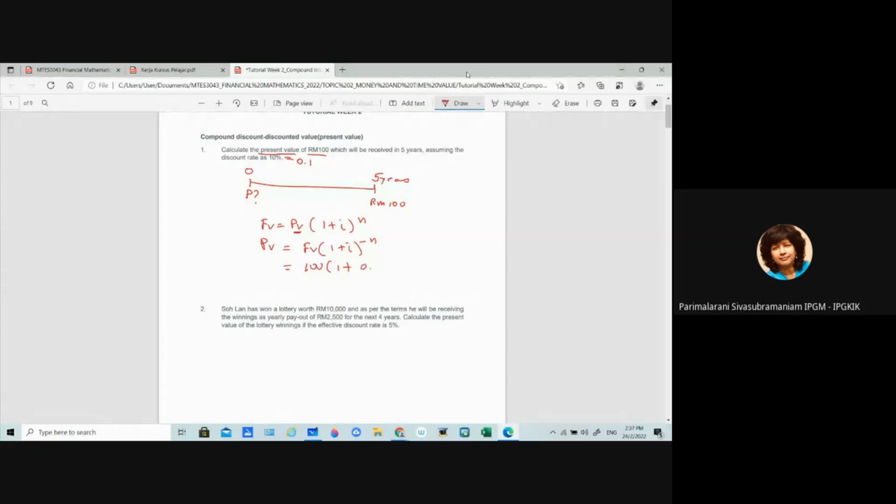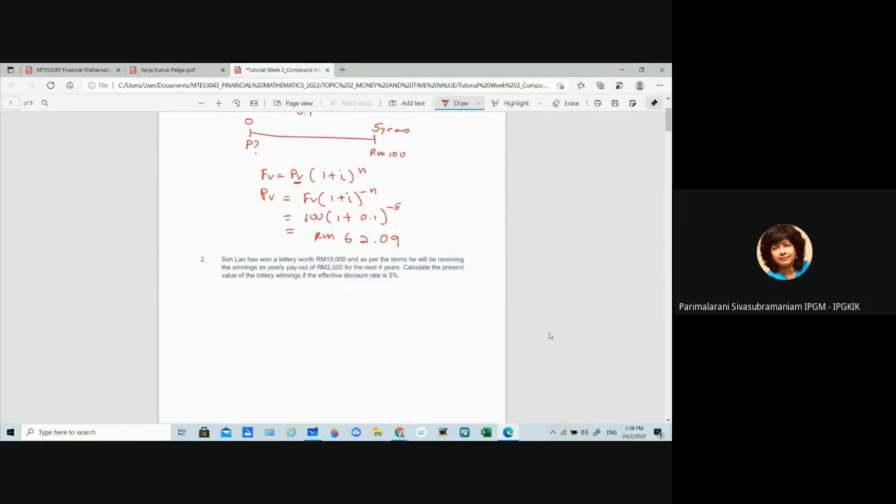So this is 0.1 to the power of negative n. n is the number of years, okay? Compounding is once a year times 5. 1 times 5 is 5, okay? So when you solve this using your calculator, you'll get 62 ringgit and 9 cents. Okay, so this is a simple question. I hope everybody got this right, okay?